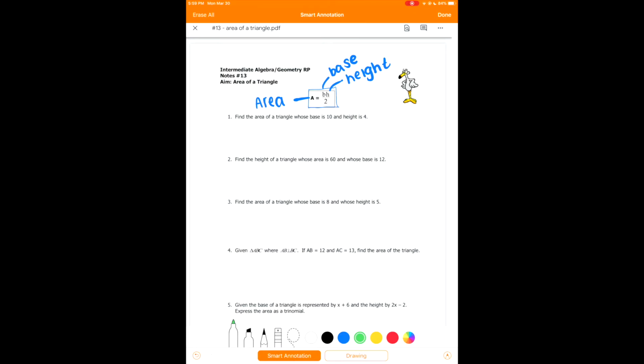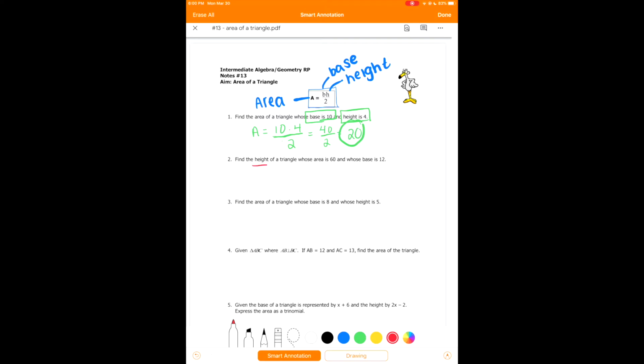Find the area of a triangle whose base is 10. So that means B is going to be 10, and H is going to be 4. So we have 10 times 4 all over 2. And you can plug this into your calculator if you want, or you can do it out by hand. Either way, you're going to get 20 as your answer. So this lesson is just plugging in B and H, or A in some cases.